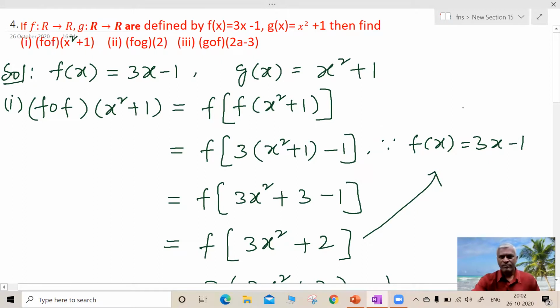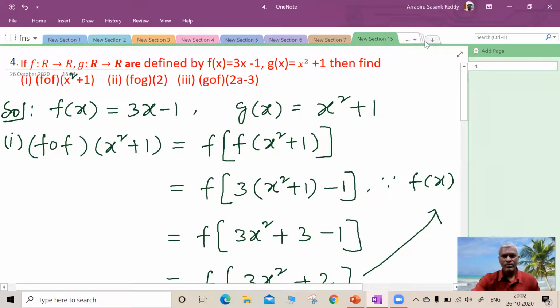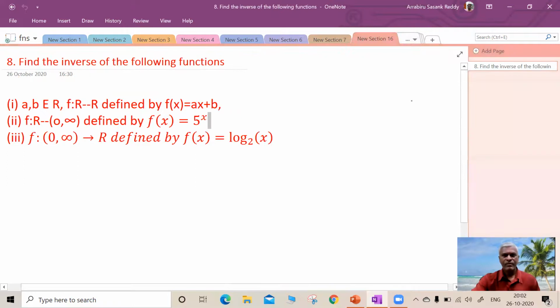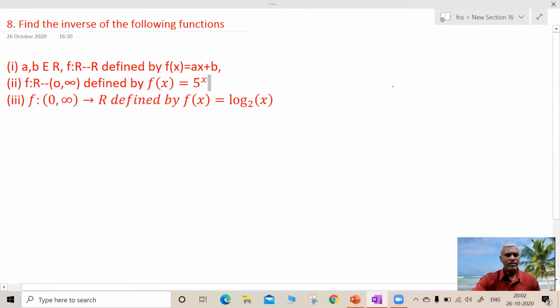So next, let us practice this one. So here, find the inverse of the following functions. Very interesting. We have to find inverse functions.